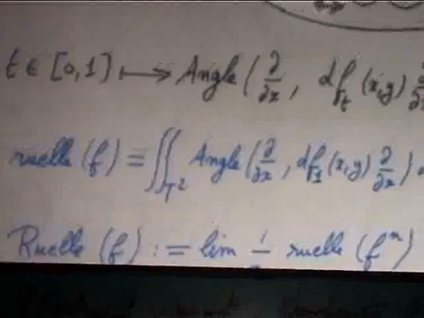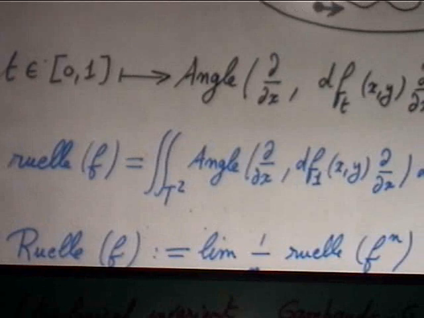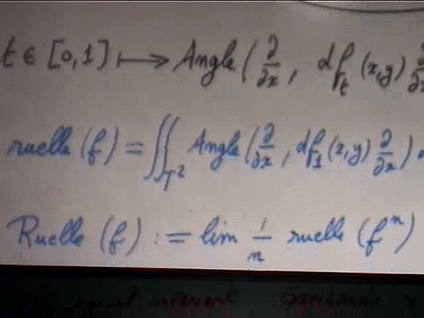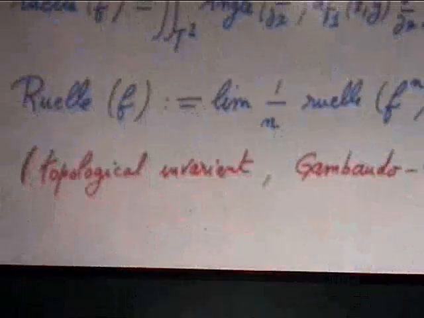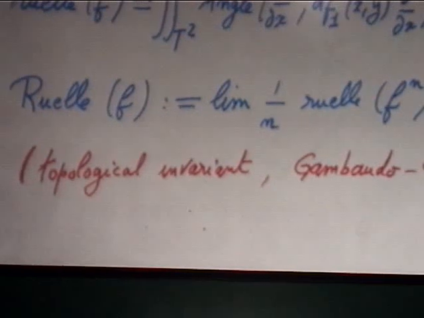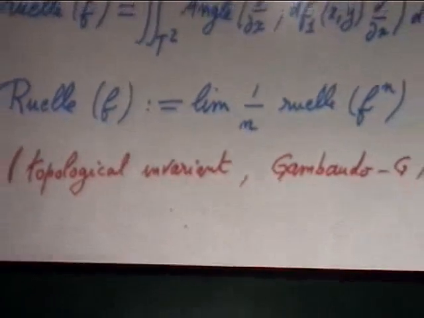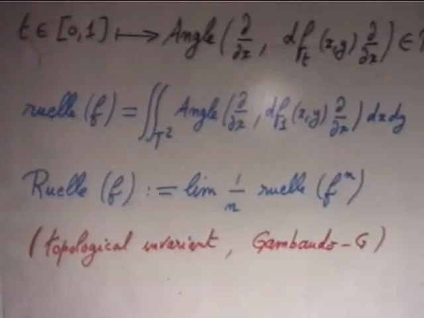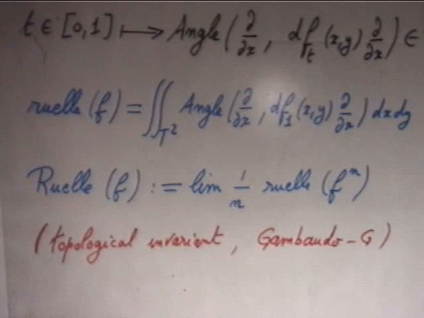Since this quantity, small Ruel, is defined up to 2 pi, when you go to the limit, it is well defined. And if you do that, you get an actual number, Ruel of f, with capital R now, and this is indeed an invariant of the dynamical systems. It is a quasi-homomorphism. It is a non-trivial quasi-homomorphism, and actually I proved with Gambaudeau that this is a topological invariant, meaning that if two diffeomorphisms are conjugate by some homeomorphism, then they have the same Ruel invariant.